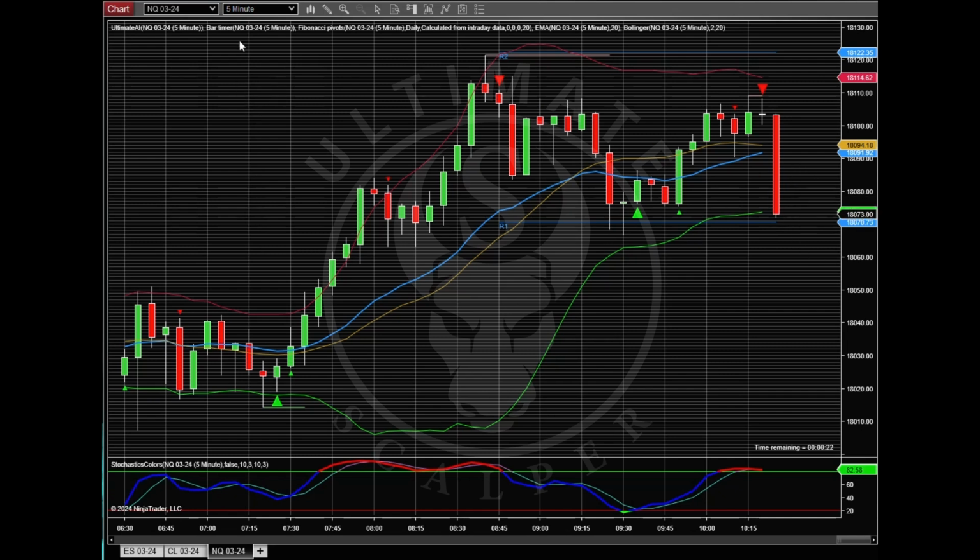Now we are on the 5 minute NQ. Same goes for the 5 minute ES or anything else that you're trading. If you're trying to trade the 1 minute, it's the same principles. Everything just happens a little faster and you're going to get a lot of signals. It's very fast.